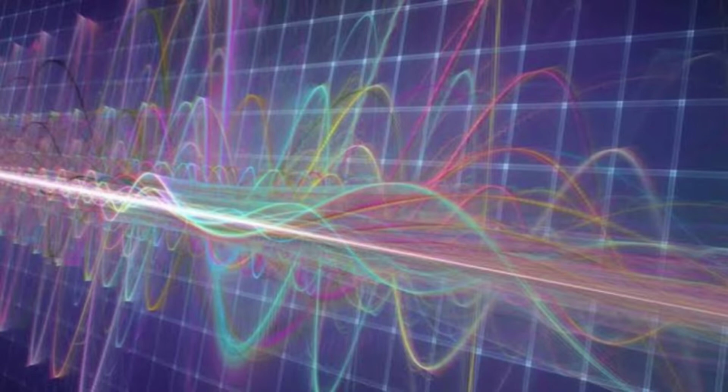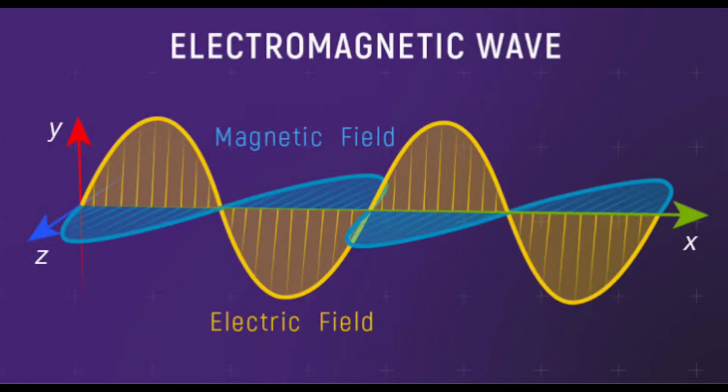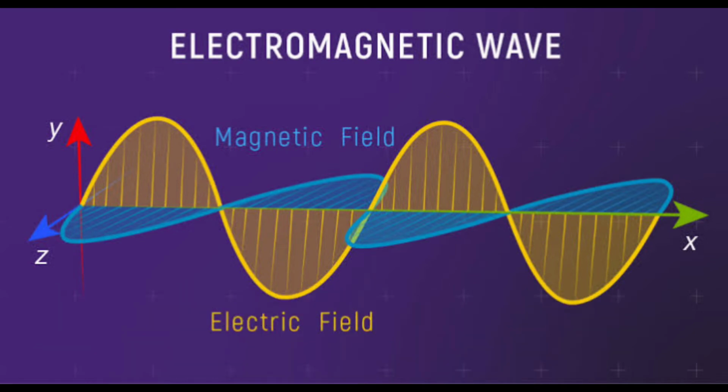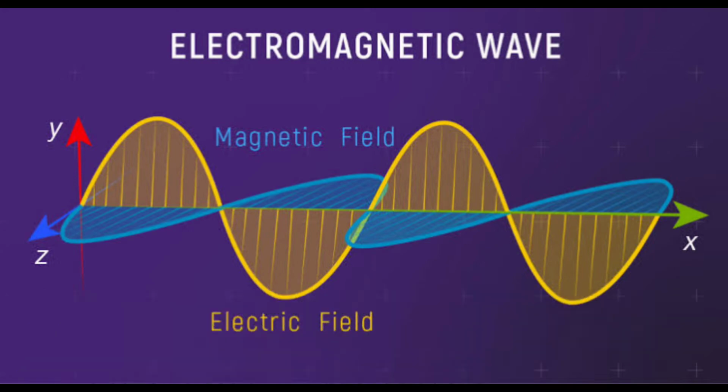It comes in many forms and can transform from one type to another. So in case of electromagnetic waves, the accelerated charged particles create electromagnetic fields when they move, and this field transports the type of energy we call electromagnetic radiation. Thus, we define electromagnetic radiation as the flow of energy at the speed of light through free space or material medium in the form of electric and magnetic fields.